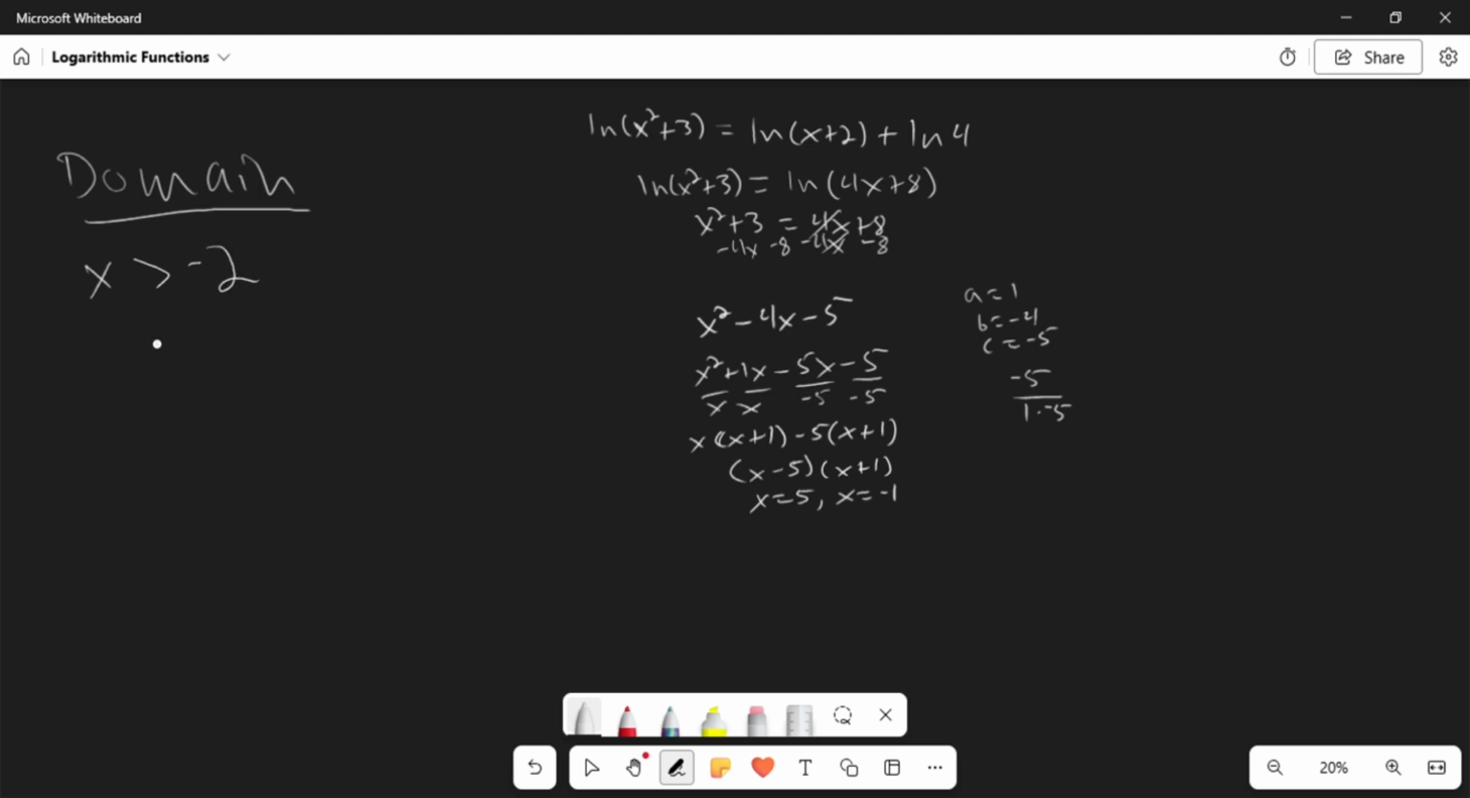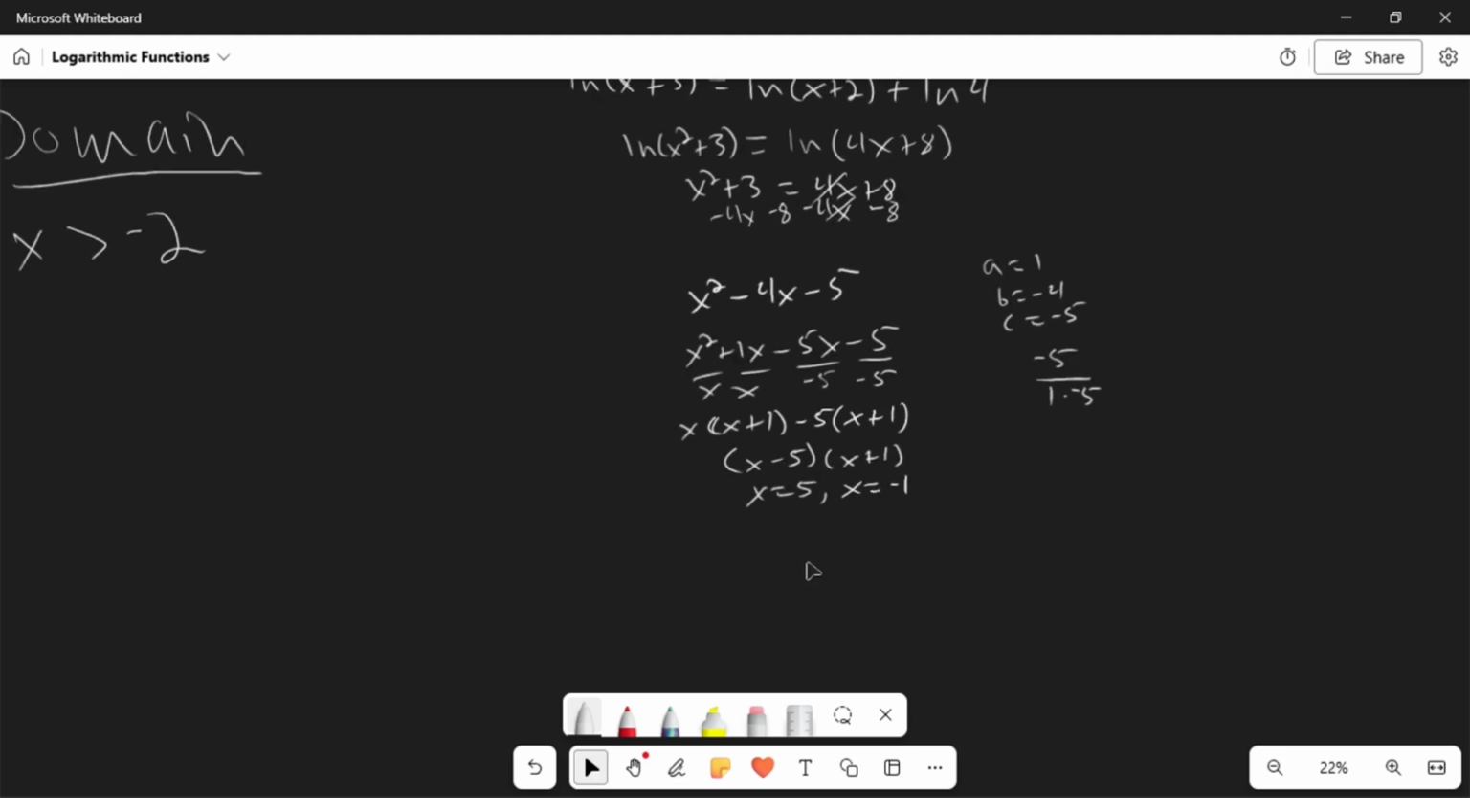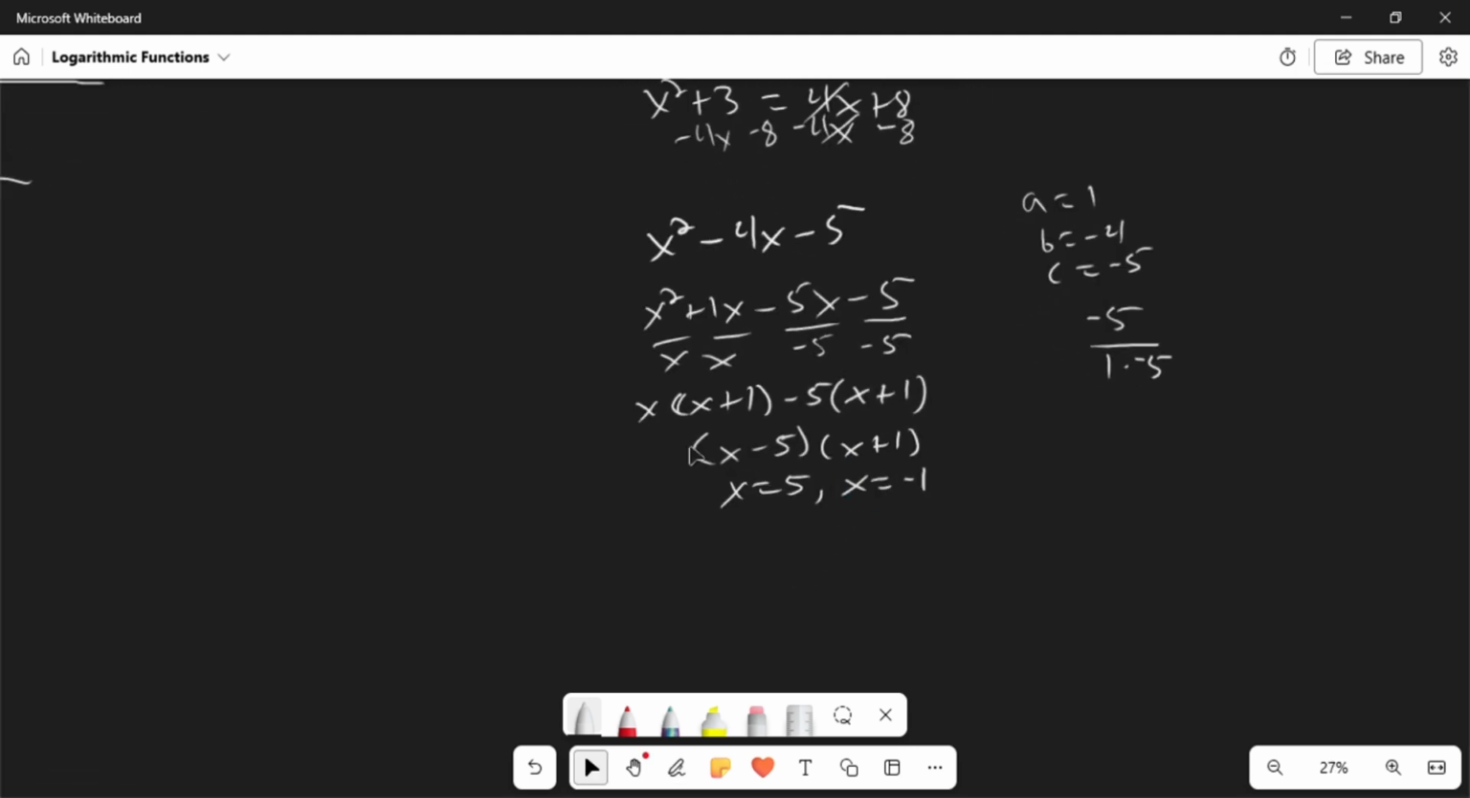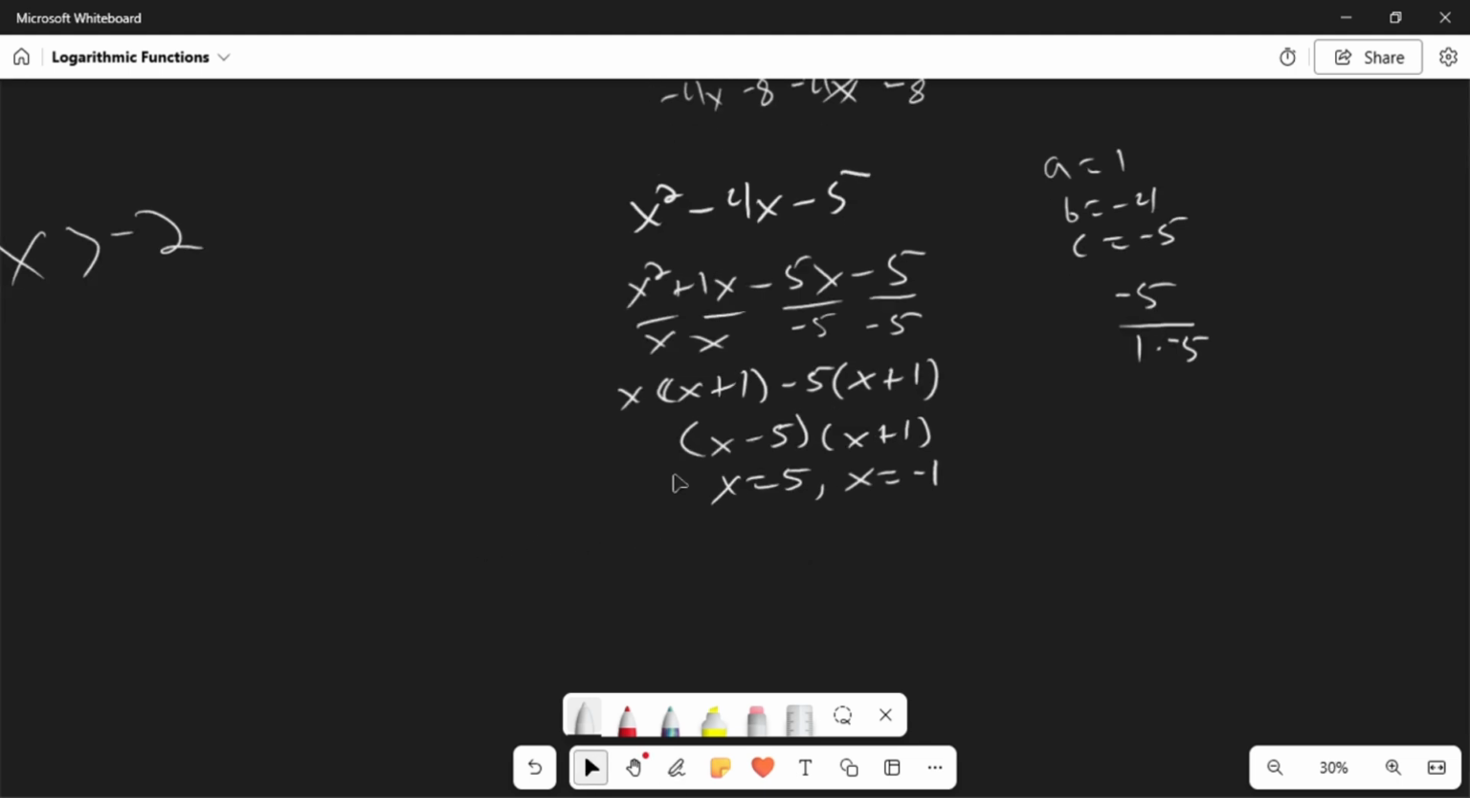Okay, so let's go back into our solutions here. Zoom in for a bit. All right, so let's write our domain here. Our domain has to be greater than negative 2. x equals 5 and x equals negative 1. Well, which one is greater than negative 2? Well, x equals 5 is definitely greater than negative 2, right?